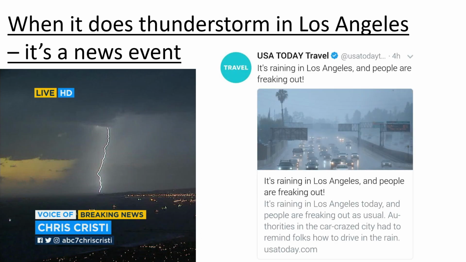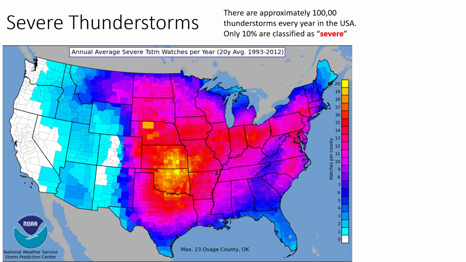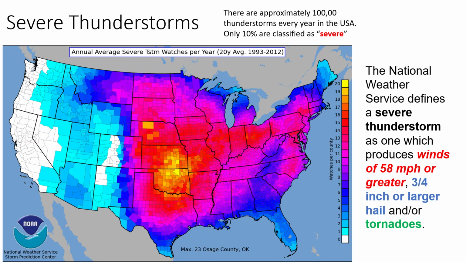And I showed you this before. When it rains hard, like a thunderstorm rain, people in LA don't know what to do because they don't experience it very often. Now, severe thunderstorms. There's about 100,000 of these thunderstorms every year, but only 10% are classified as severe. A severe thunderstorm is the one that has higher winds, can have larger hail and or tornadoes.